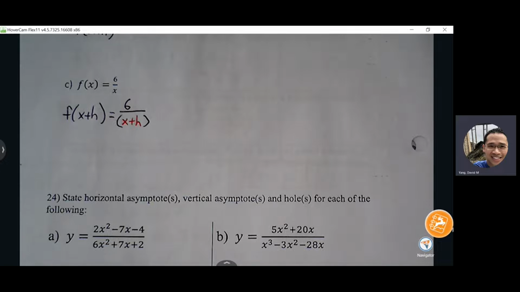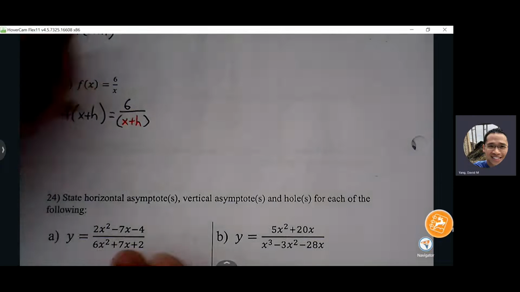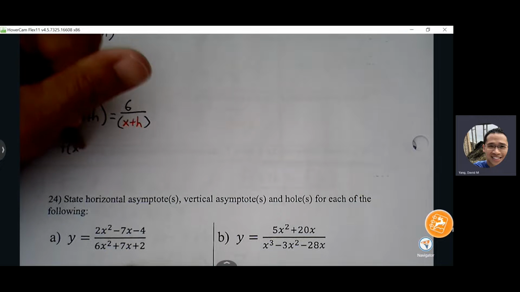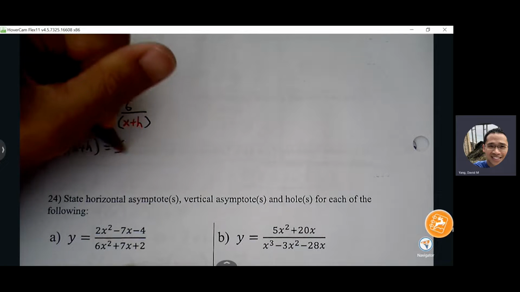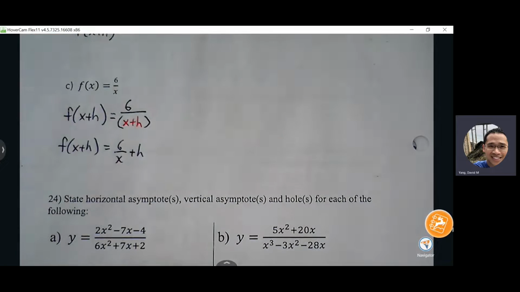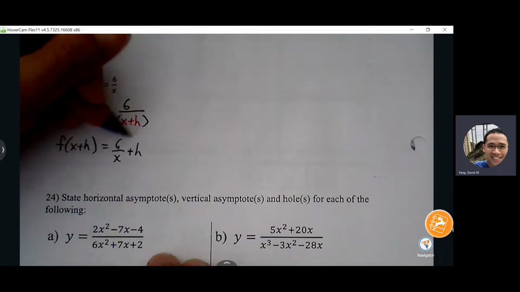Any questions with this step here? Now, what we don't want to do is think of that plus h as taking the function and then just adding a plus h to it. That's not the same thing. We don't want to do this.